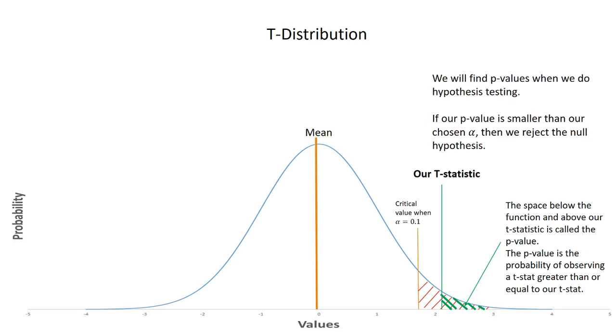So what we will be doing in hypothesis testing is that we will find p-values. And if our p-value is smaller than our chosen alpha, we reject the null hypothesis. So that is, if this green space is smaller than the red space, we will reject the null hypothesis. If our p-value is smaller than our chosen alpha, we will reject the null hypothesis.